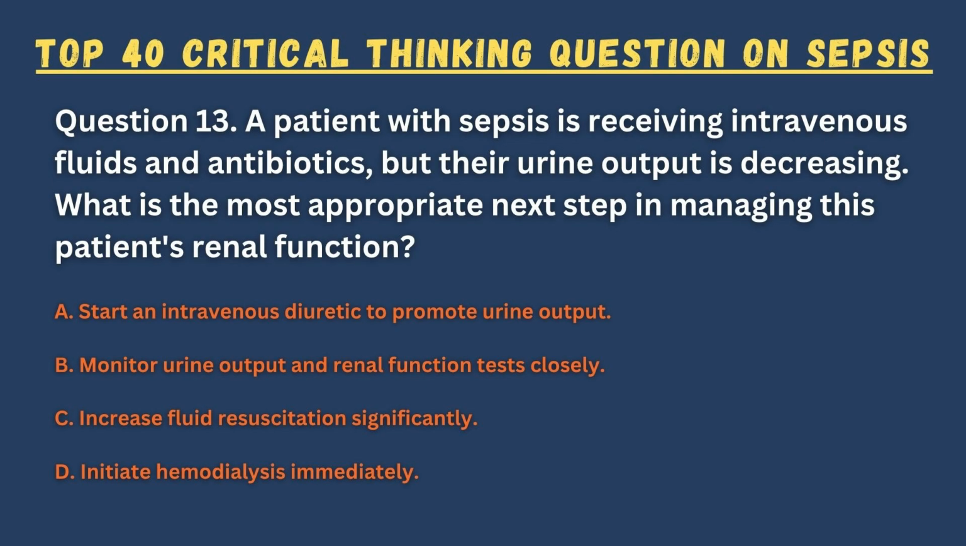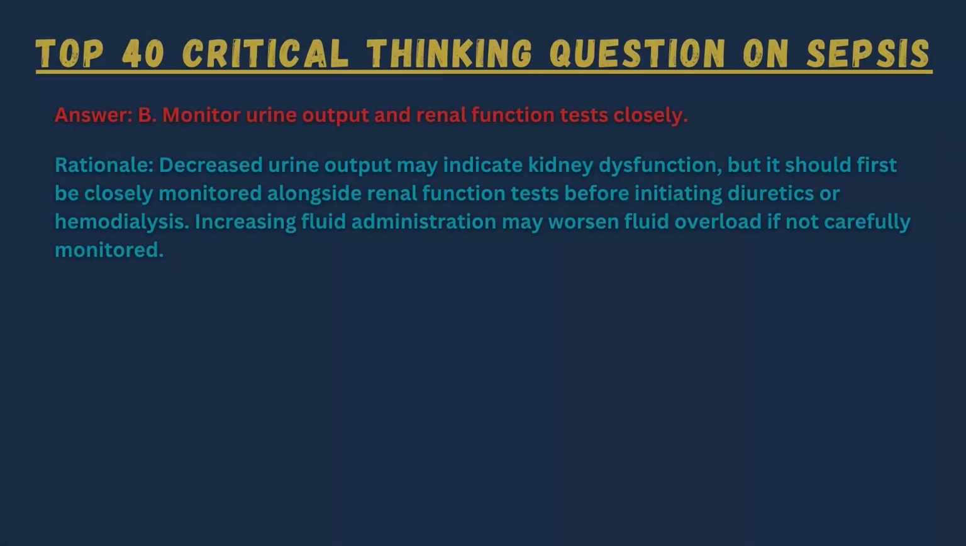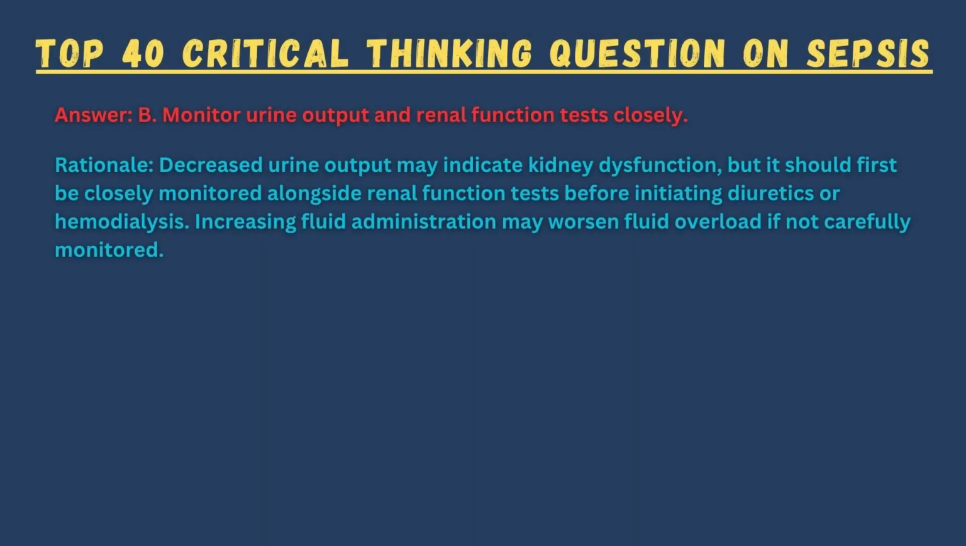Question 13. A patient with sepsis is receiving intravenous fluids and antibiotics, but their urine output is decreasing. What is the most appropriate next step in managing this patient's renal function? A. Start an intravenous diuretic to promote urine output. B. Monitor urine output and renal function tests closely. C. Increase fluid resuscitation significantly. D. Initiate hemodialysis immediately. Answer: B. Monitor urine output and renal function tests closely.